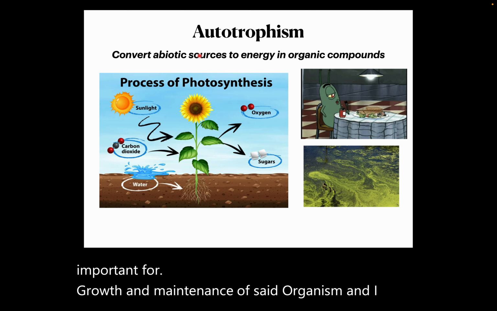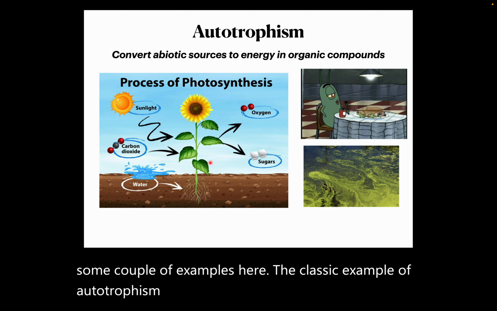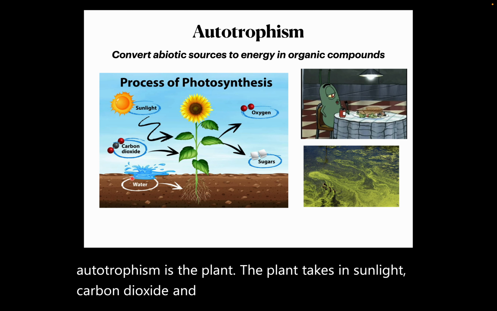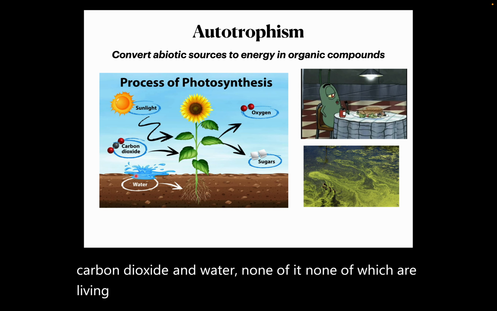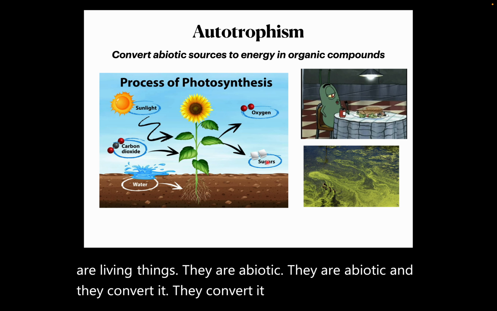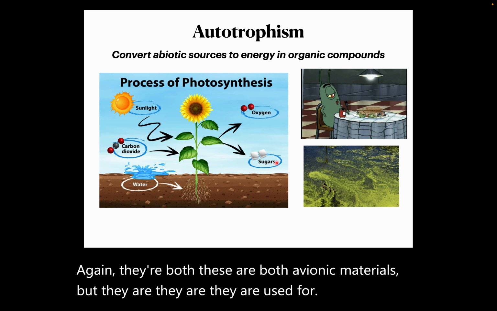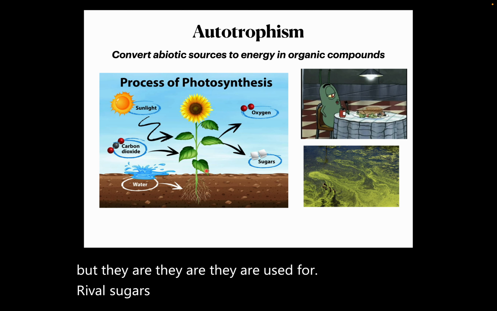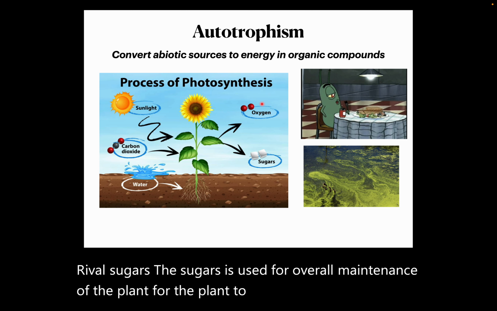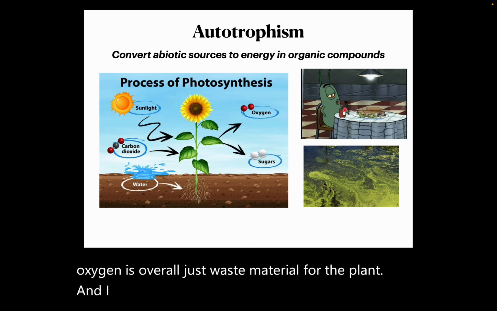And I have a couple of examples here. The classic example of autotrophism is the plant. The plant takes in sunlight, carbon dioxide, and water, none of which are living things. They are abiotic. And they convert it to oxygen and sugars. Again, these are both abiotic materials, but they are used for survival. Sugars are used for overall maintenance of the plant and for the plant to grow, and oxygen is overall just waste material for the plant. And there are also some examples like plankton and algae.